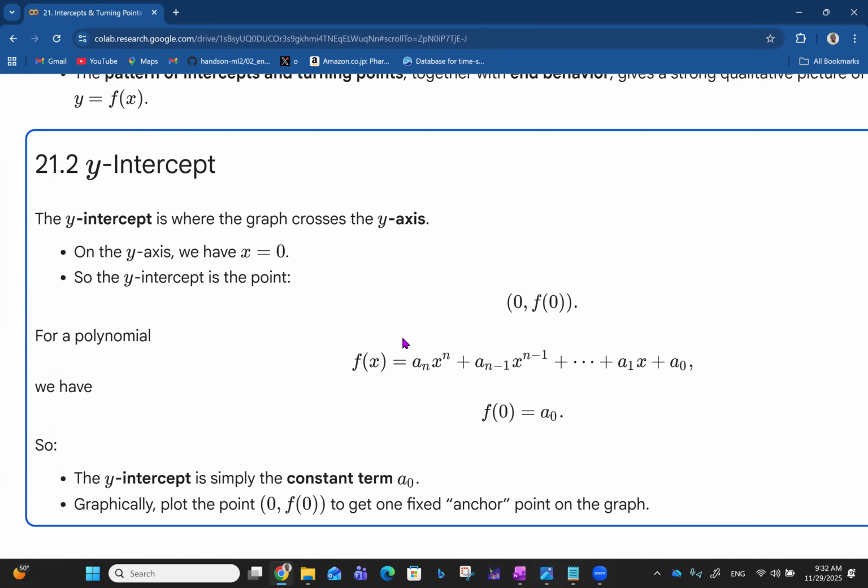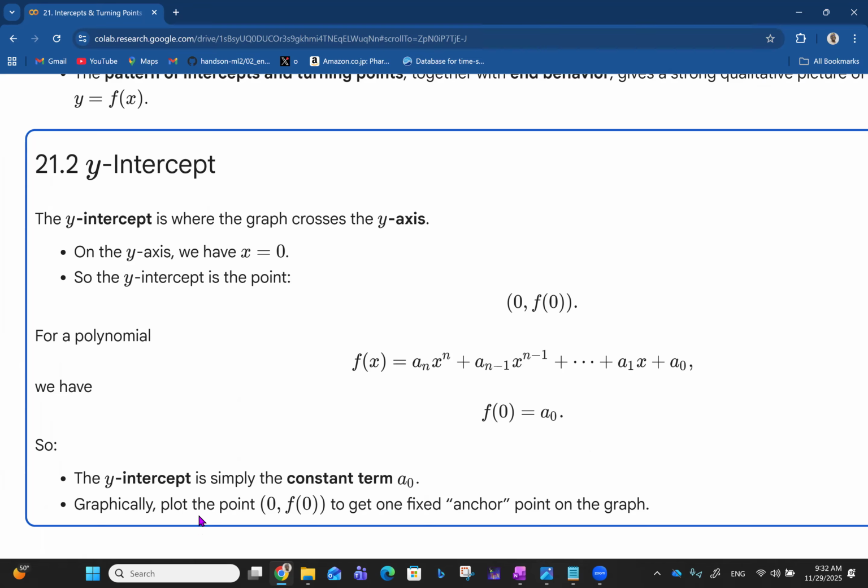So for a polynomial f of x equals a_n x raised to power n plus a_(n-1) x raised to power n minus 1, plus all of that up to plus a_1 x plus a_0, we have f of 0 to be a_0. That is, if you put 0 for x, every other thing evaluates to 0 apart from the constant. So f of 0 is equal to a_0. So the y-intercept is simply the constant term a_0, usually.